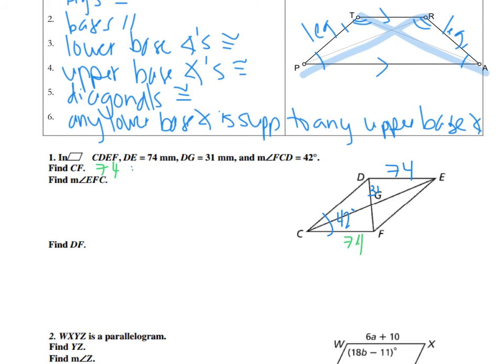Okay. Then the next problem says find the measure of angle EFC. So EFC. Well, remember that in a parallelogram, consecutive angles are supplementary. So 180 minus 42 gives me 138 degrees.